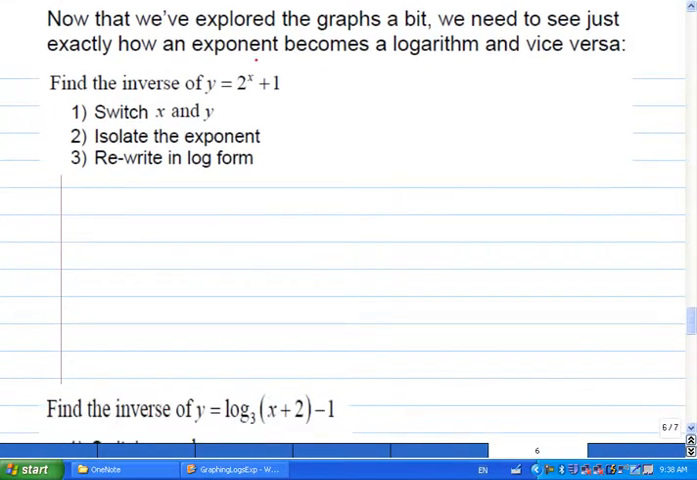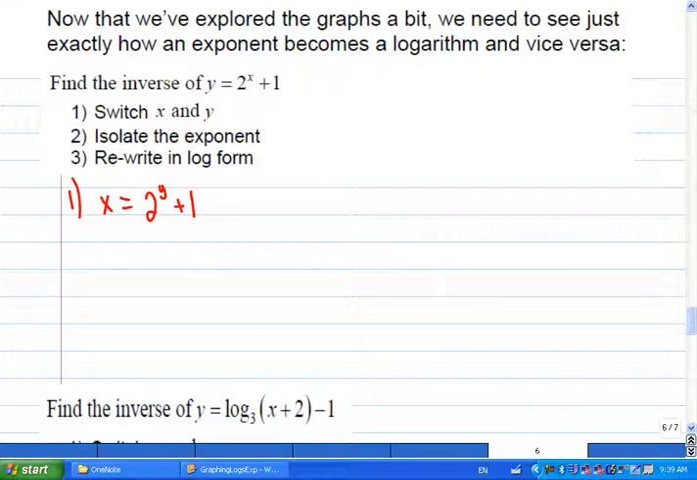Okay. So the last thing that we want to talk about is, now that we've said the properties between these two graphs, we'd like to be able to convert from the function to its inverse. So let me show you here the process. To find the inverse graph, first step is still the same. We're going to switch x and y. So to do that, x equals 2 to the y plus 1.